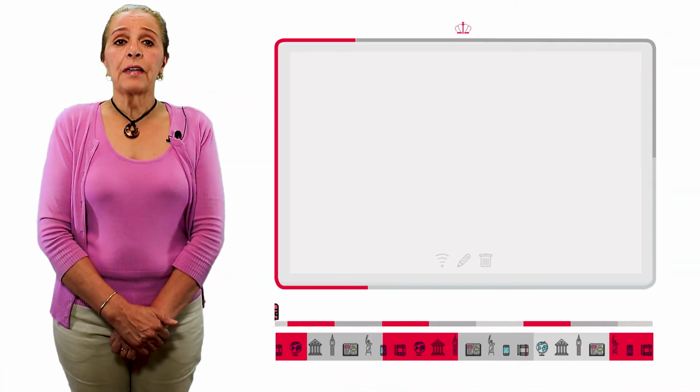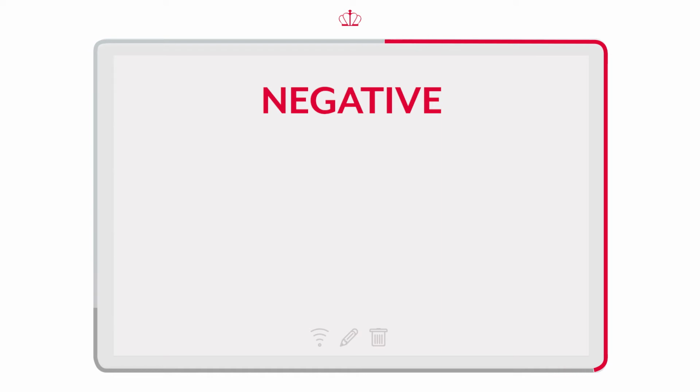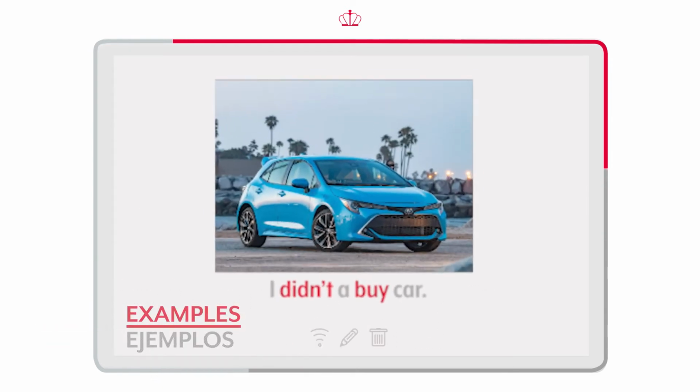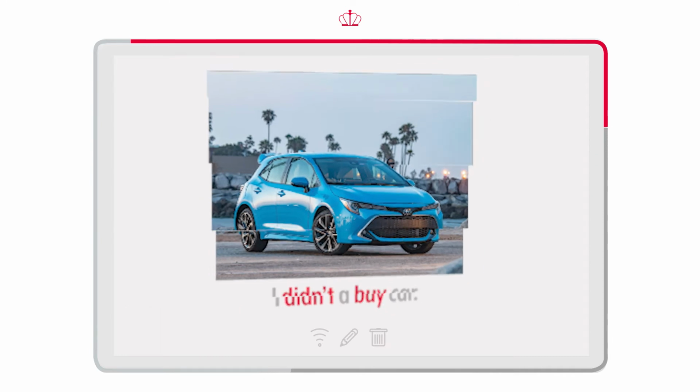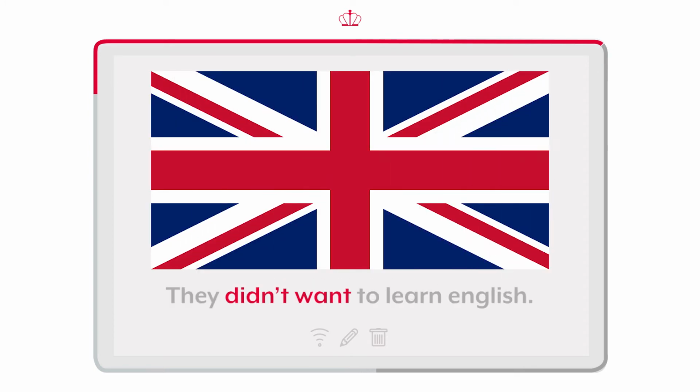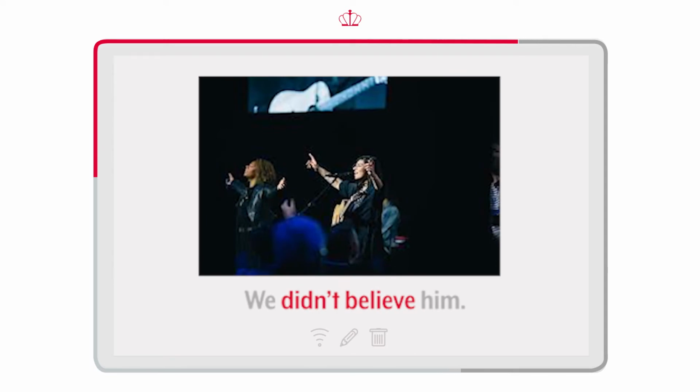Now, the negative sentences under structure. Subject plus auxiliary verb plus the main verb in present plus the complement. I didn't buy a car. I didn't want to dance. They didn't want to learn English. We didn't believe him.